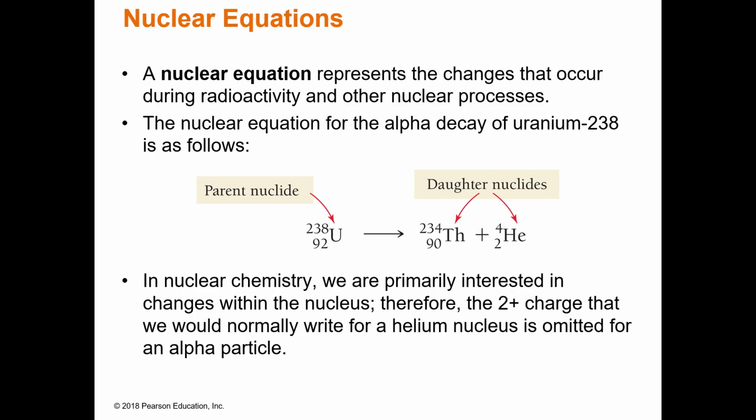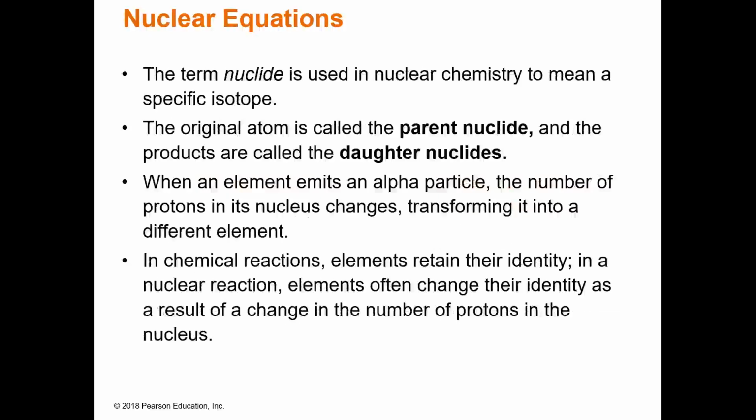Let's say we start with uranium-238 and it gives off an alpha particle. We subtract 2 protons and 2 neutrons. That leaves us with thorium-234. We're not just changing mass here, we're changing the identity of the element. In nuclear chemistry, we use the word nuclide to refer to a specific type of nucleus. The original atom is called the parent nuclide, and the new atom it turns into is called the daughter nuclide.